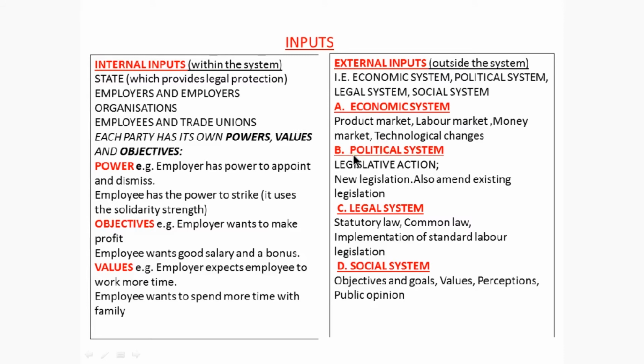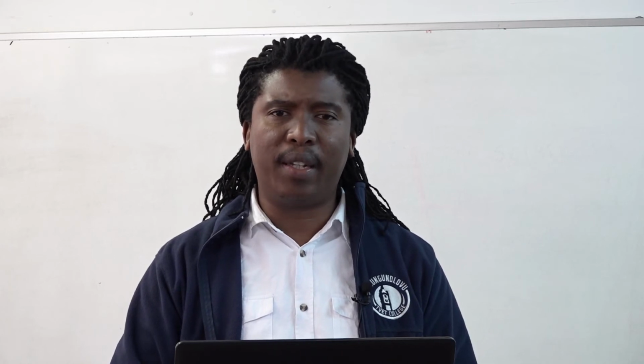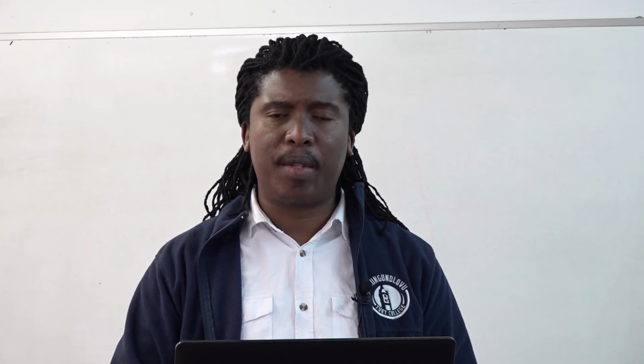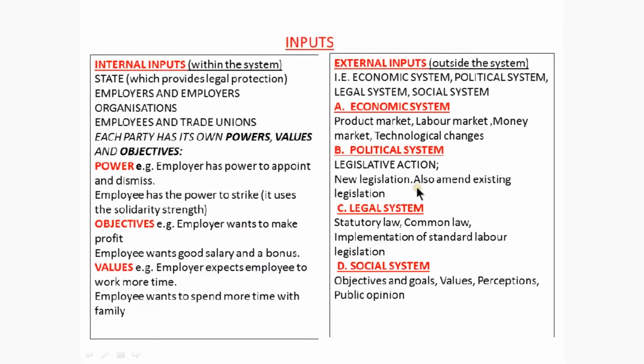Here we are looking at the national legislature where political parties are debating issues of labor. For example, the abolishment of labor brokers. It is always discussed at parliamentary level that these labor brokers are problematic in the system. So here we say new legislation, and they also amend the existing legislation. Okay, the legal system.